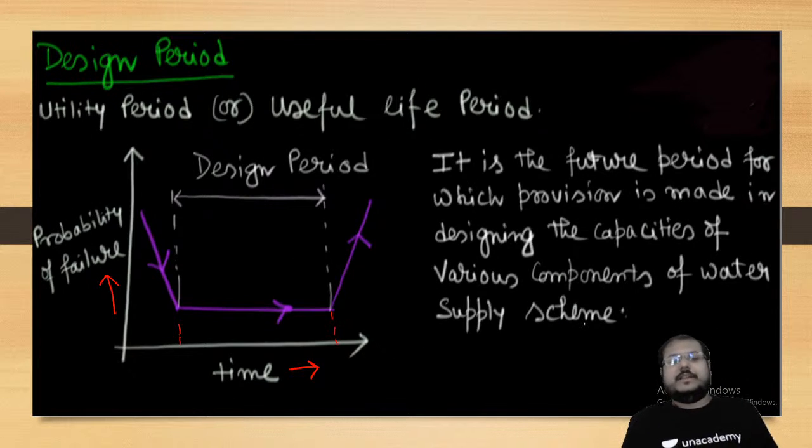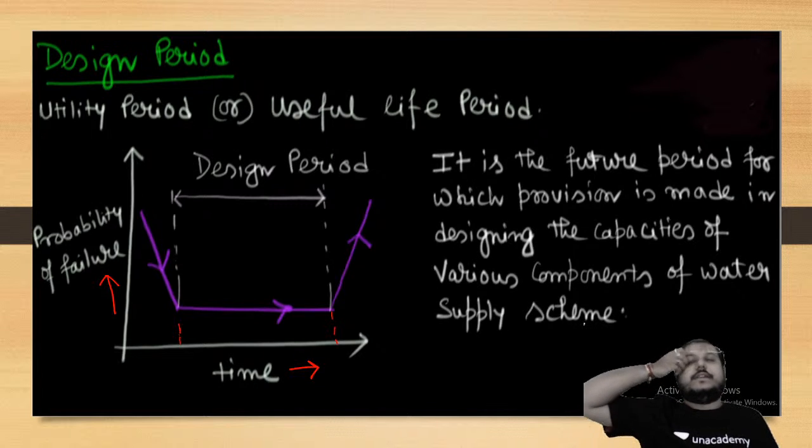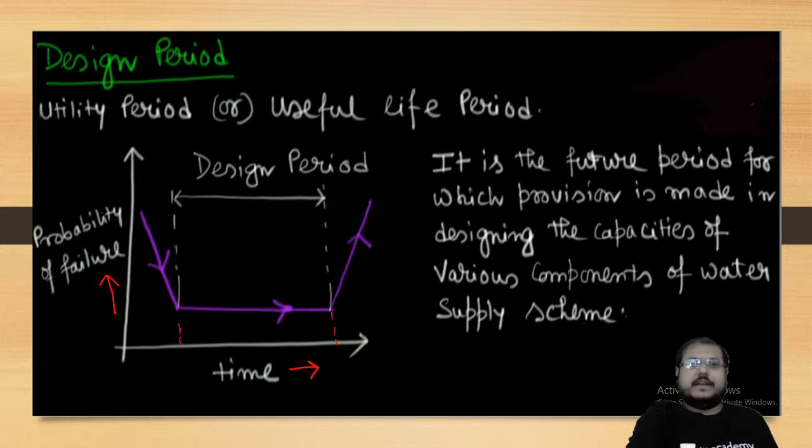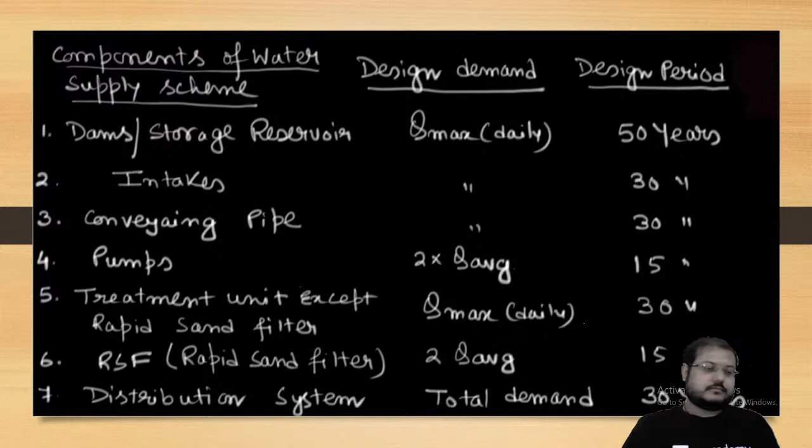Then we explained the concept of design period with a graphical representation, and the definition is also provided. Finally we went to the different components and their design demand and design period. Components listed are dams, storage reservoir, intakes, conveying pipes, pumps, etc. Their design demand is sometimes Qmax daily, sometimes 2 into Q average, or total demand, and the design period is also mentioned. So that's the end of the water demand segment.